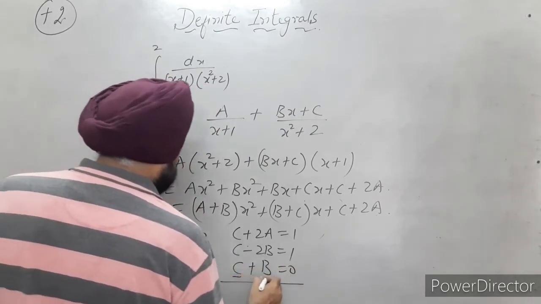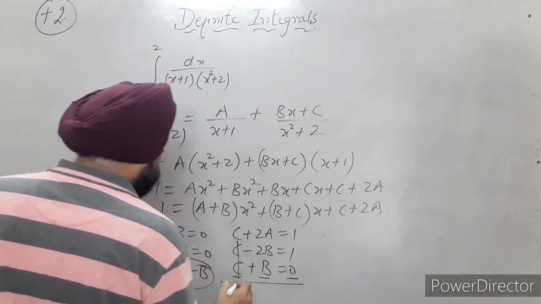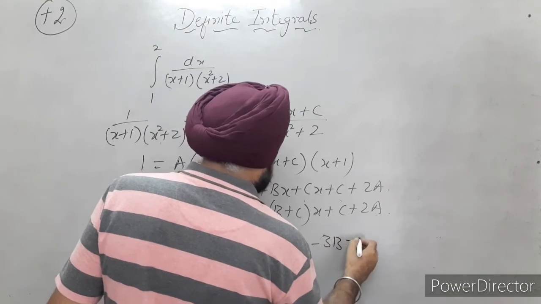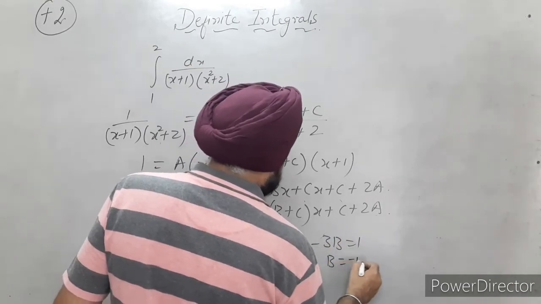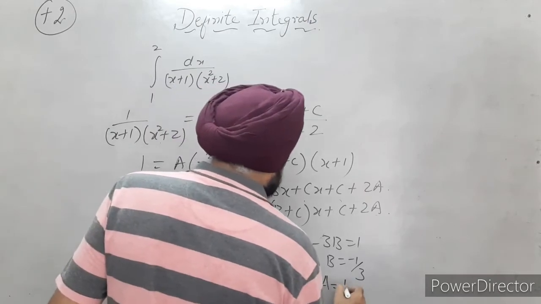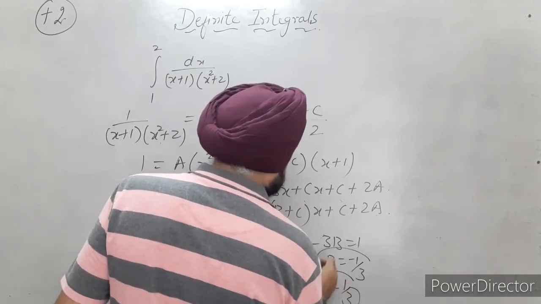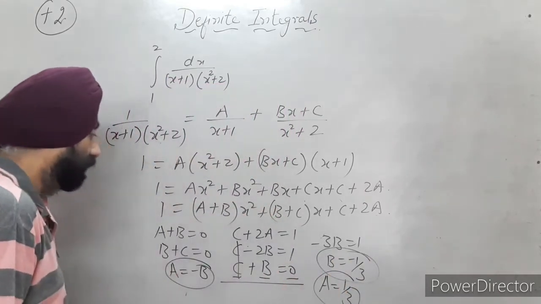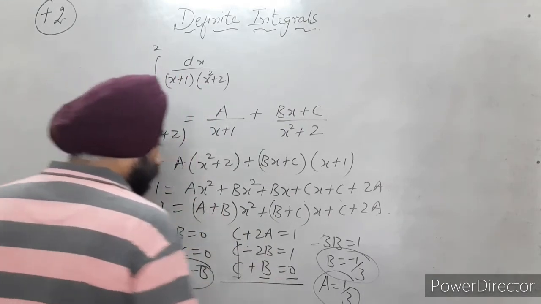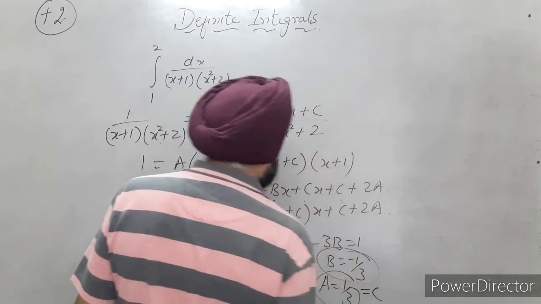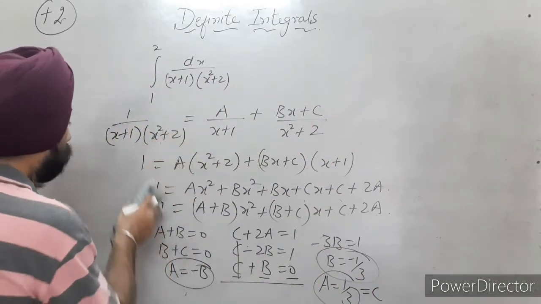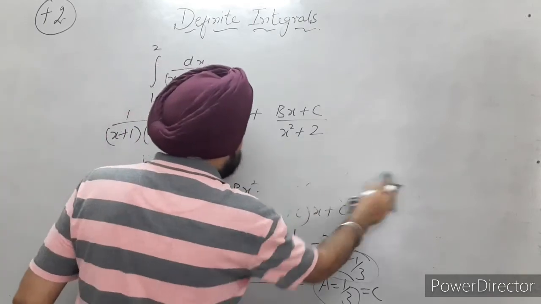Just subtract this, C cancels. Minus 2B minus B, minus 3B is 1. B is equal to negative 1 by 3. What is A then? A becomes 1 by 3. And when you solve for C, C is negative of B, that is, C is also 1 by 3. I get the values. Once I get the values, substitute the values.